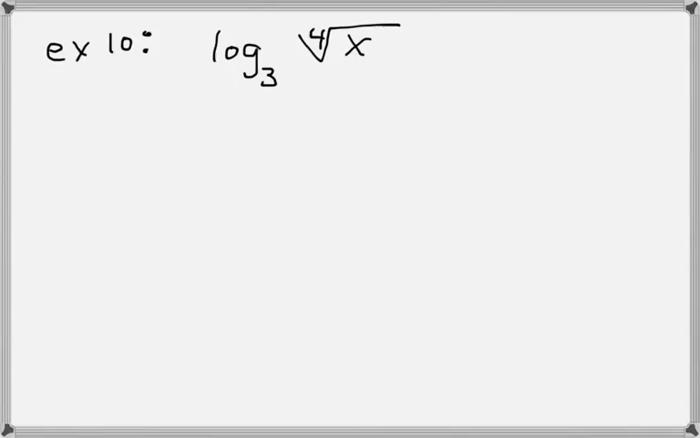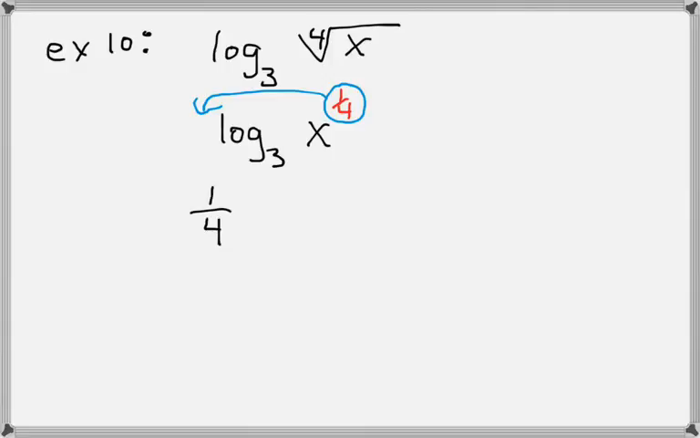Example 10. Here we have a log base 3 of the fourth root of x. We can rewrite that fourth root as an exponent. So log base 3 of x, if you rewrite the fourth root, that would be a 1/4 power. So now we have what we need. It matches our power property. We can take this exponent and move it out front based off what the power property tells us. So we have a 1/4 times log base 3 of x.